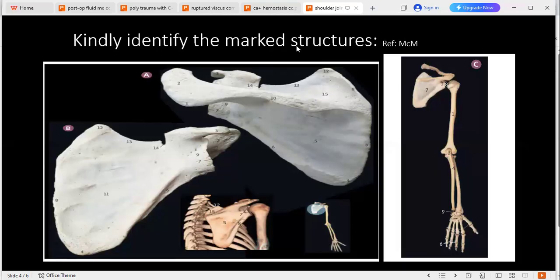What are the contents of the cubital fossa from medial to lateral, please? Median nerve, brachial artery, biceps tendon, and laterally the radial nerve. All right.